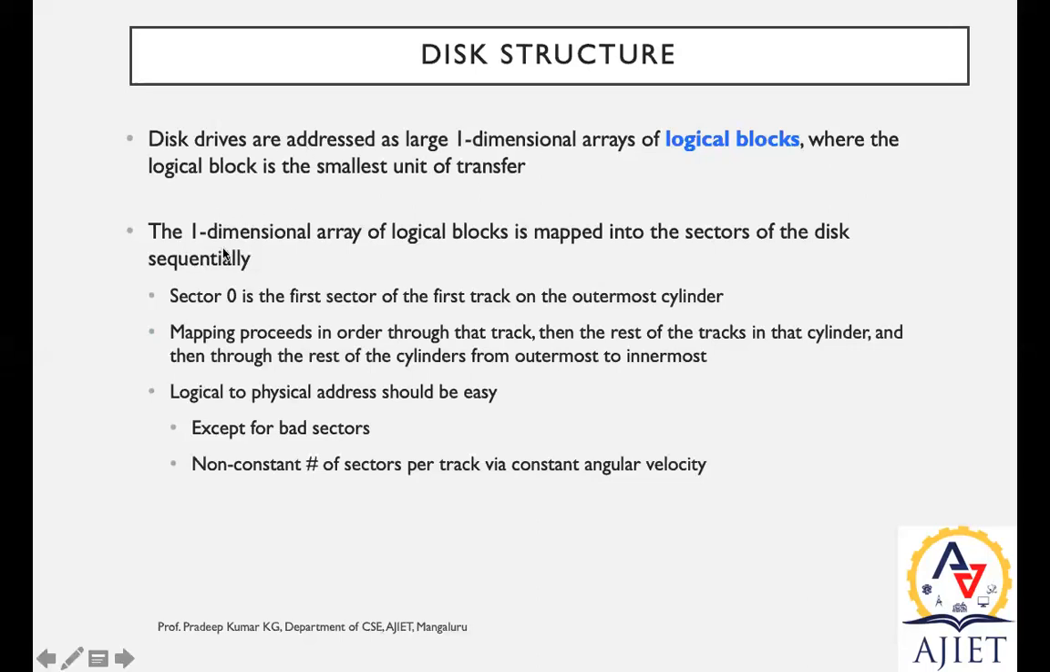So the one dimensional array of logical blocks is mapped into sectors of the disk from the beginning. Each block is nothing but one sector in general. We are supposed to give an ID, a sequence number, for each individual sector. So we may start from sector 0, sector 1, sector 2, sector 3 and so on. Sector 0 is the first sector of the first track in the outermost cylinder.